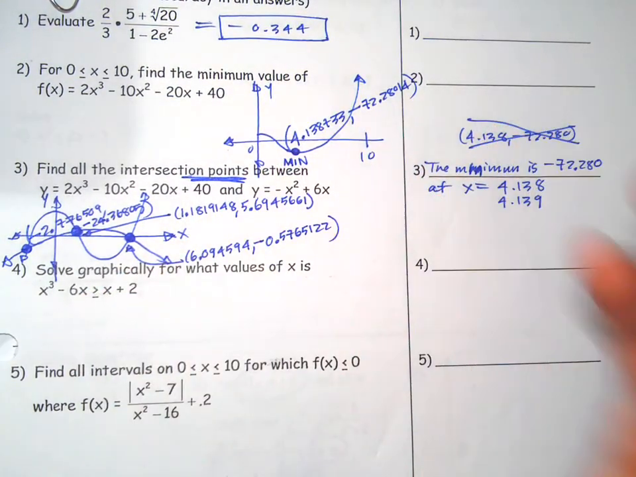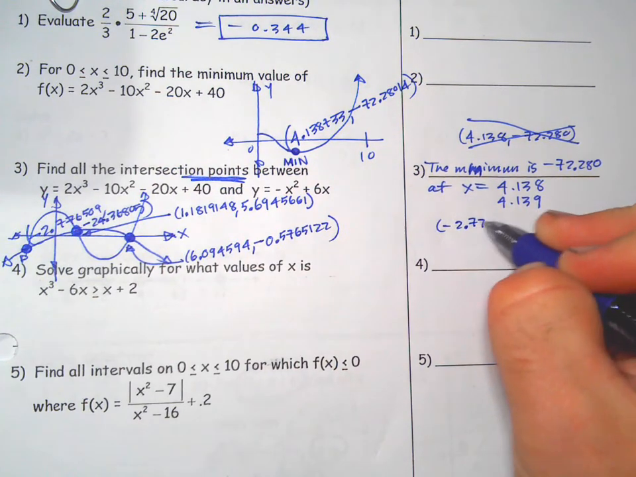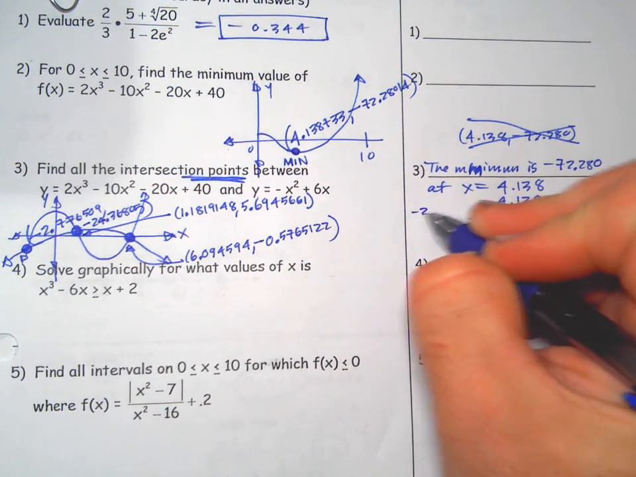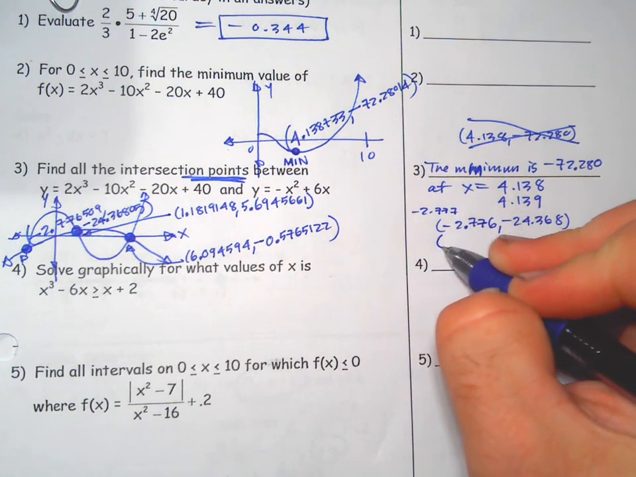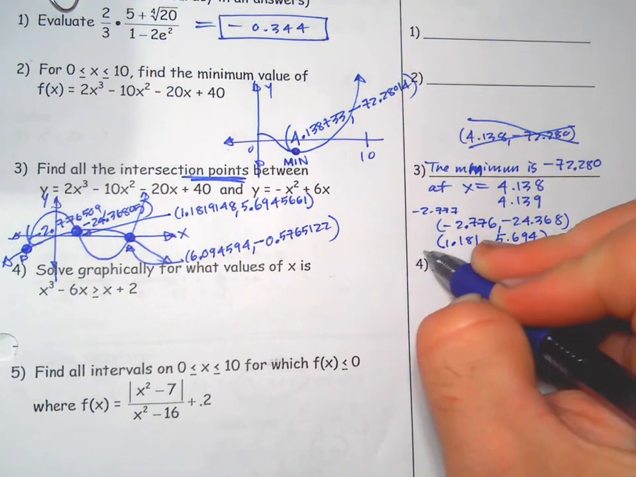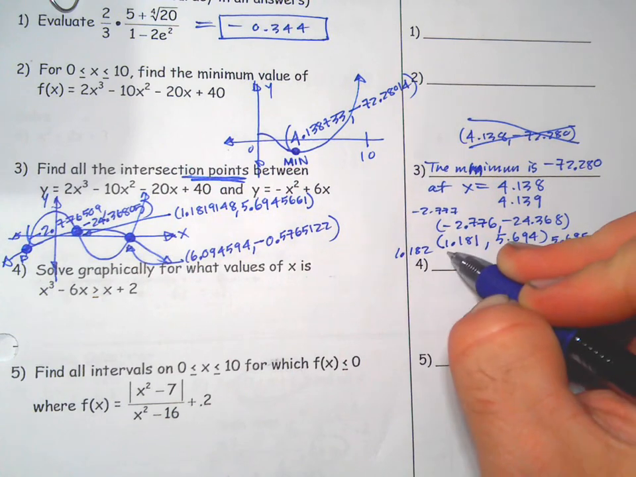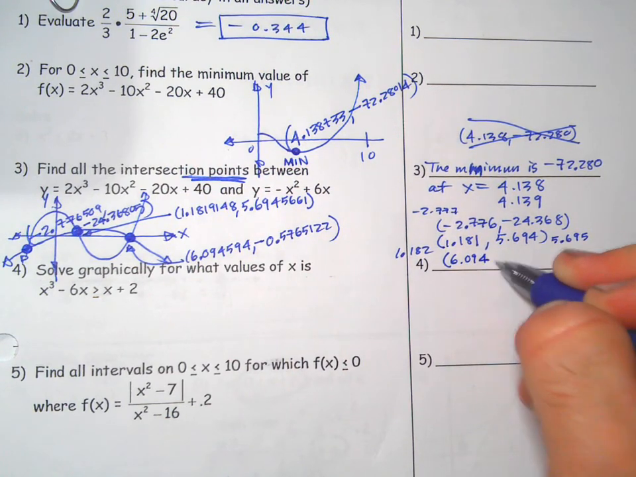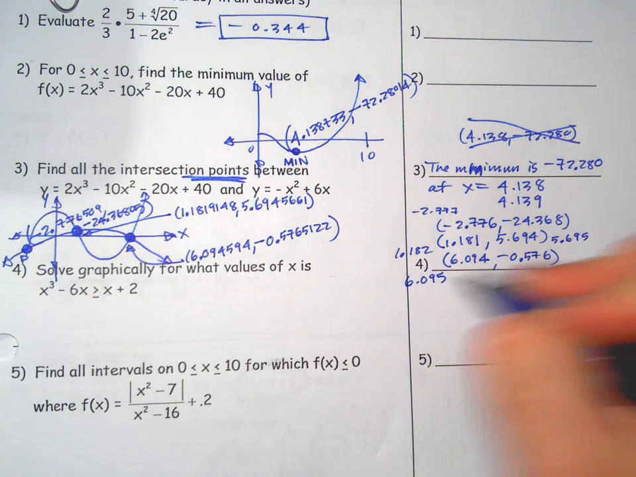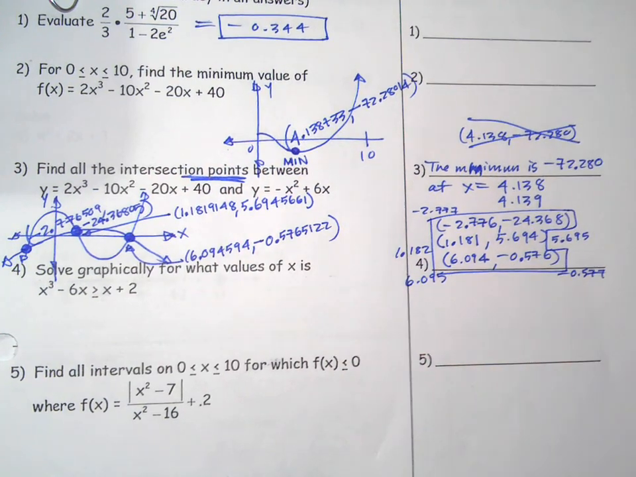That means they're ordered pairs, x and y coordinates. In parentheses, not interval notation, so it's going to be negative 2.776, comma, negative 24.368. You could do negative 2.777, I think. The next one's going to be 1.181, 5.694. Now, if you did round, it would be 1.182 and 5.695. Next one is going to be 6.094, comma, negative 0.576. You could round those 6.095 and negative 0.577. But there's your answers.